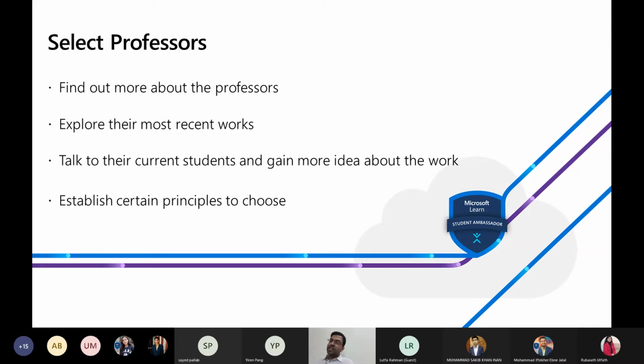What do you want? If you are looking for industry experience, then find a professor who has strong connections with industry. In that way, after completing your undergrad program, your supervisor will be able to establish a link between you and that certain industry. So that is very important. So it's all on you.